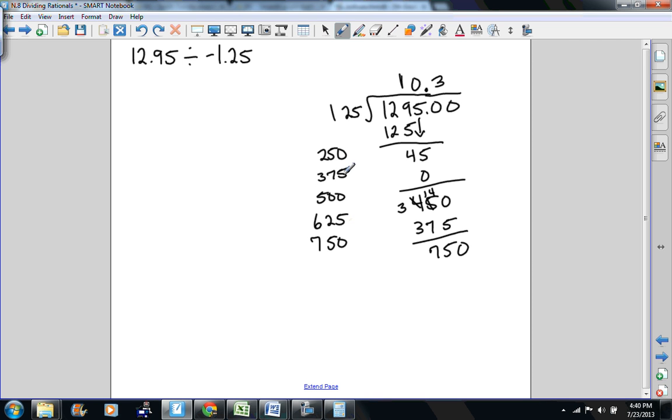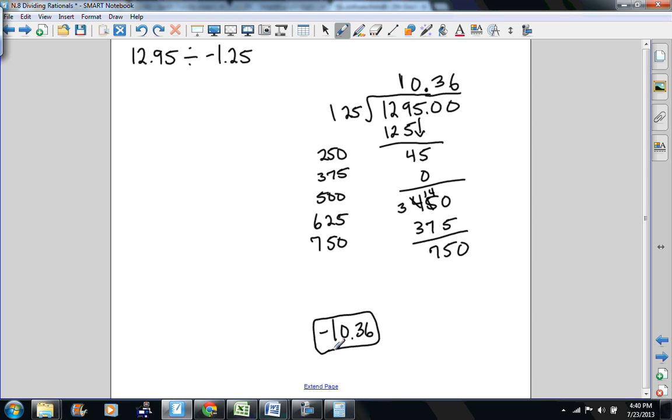So this is 1, 2, 3, 4, 5, 6. And then it's done. Now we have to go back to the very beginning and ask ourselves, should this answer be positive or negative? In this case, it should be negative.